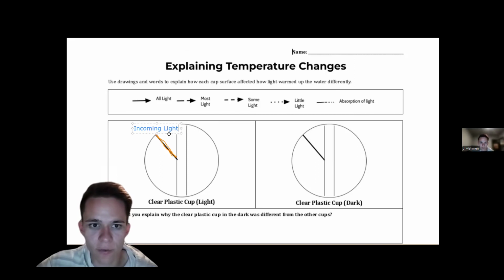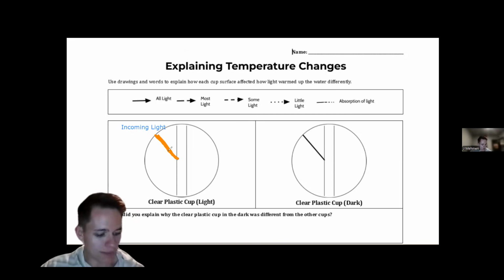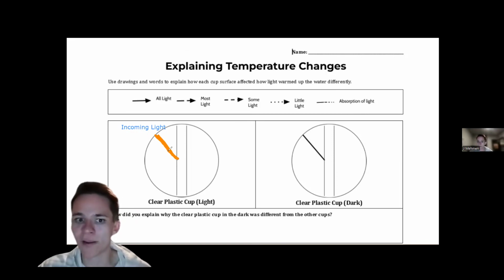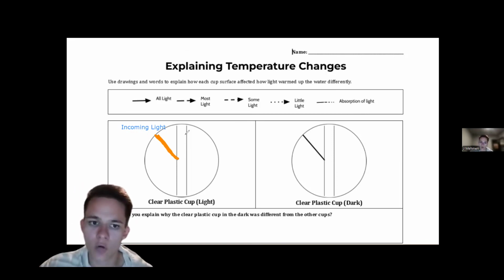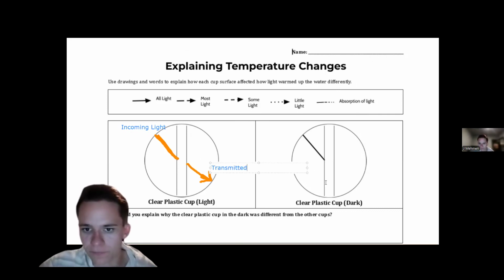This is the light that we are shining on our cup. Now, the question becomes, what can happen to this light and what happened to most of this light? If we look at our data, we see that most of this light was transmitted. It went completely through the cup wall. Right here, we can see the cup wall. So what happened to most of this light? It went completely through into the inside of our cup. It was transmitted.